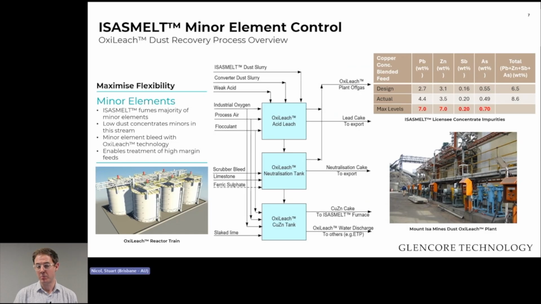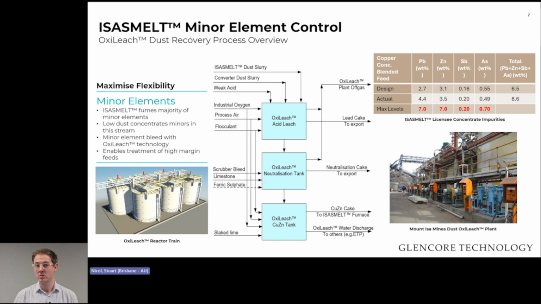What this means is we can pull out those minor elements at the upfront stage of the flow sheet, and generally the earlier on in the flow sheet you extract the minor elements, the more effective and easier it is to perform. You can see that that's an Isasmelt site where they have very high levels of these minor elements in the concentrates, and they're able to produce the required cathode specifications with the use of dust leaching plants and other technologies there.